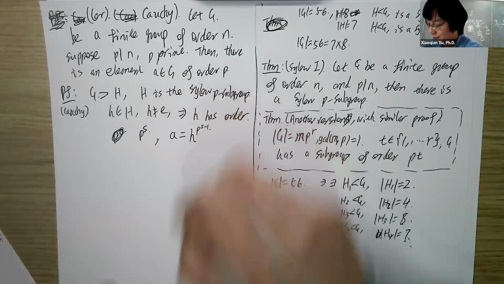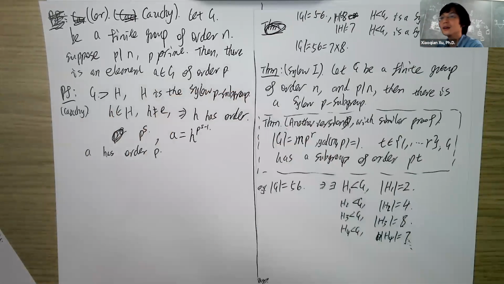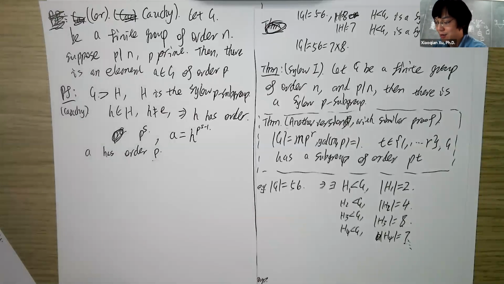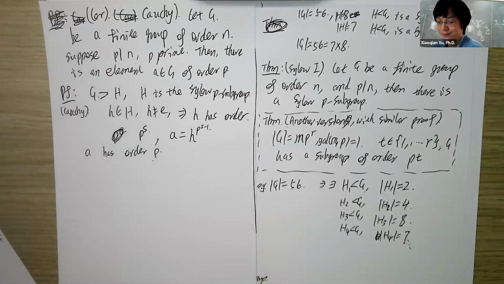It has order P. So we cannot guarantee that there must exist an element of order P squared or a higher power of P, but we are able to guarantee that there must be an element of order P. This also means there must be a cyclic subgroup of order P for this group. Any question?